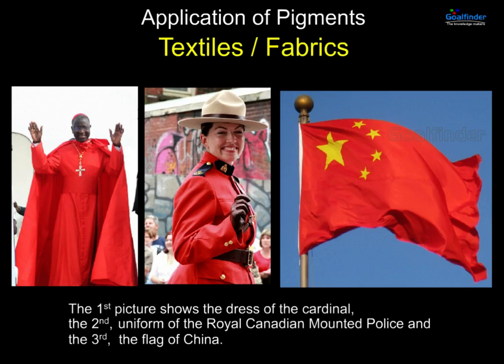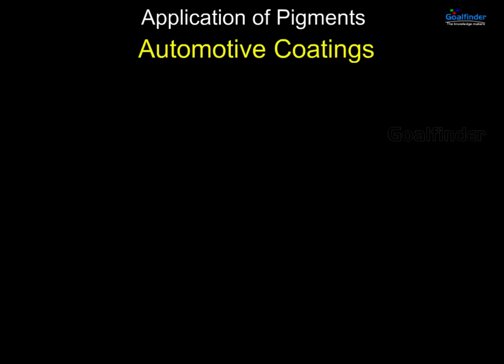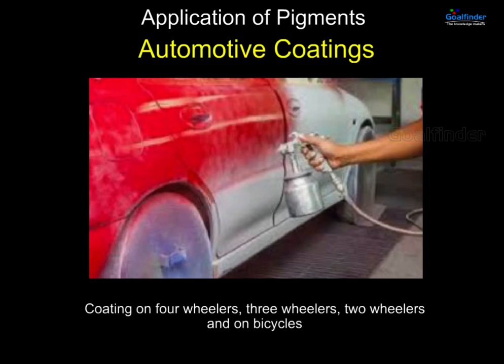Application of pigments in textiles and fabrics. The first picture shows the dress of the cardinal, the second, the uniform of the Royal Canadian Mounted Police, and the third, the flag of China. Application of pigments in automotive coatings. Coating on four-wheelers, three-wheelers, two-wheelers, and on bicycles.